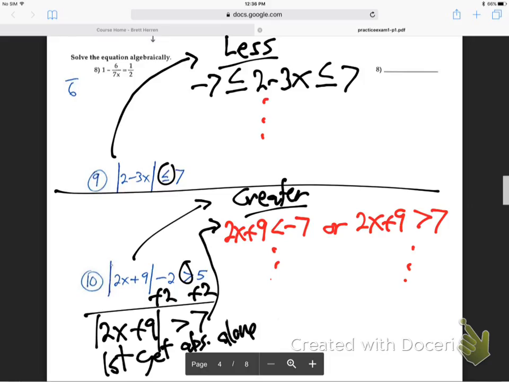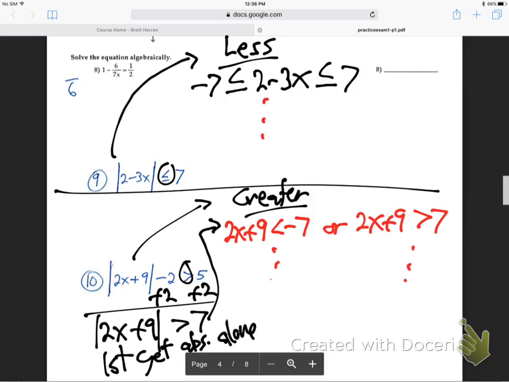The greater will always become two separate equations, right? The less will be one triple, right? And that has to be that way. Absolute value less has to be a triple. Absolute value greater has to be two separate with an or. You have to do it that way. It's just not true other ways. And the symbols have to turn as they do there.